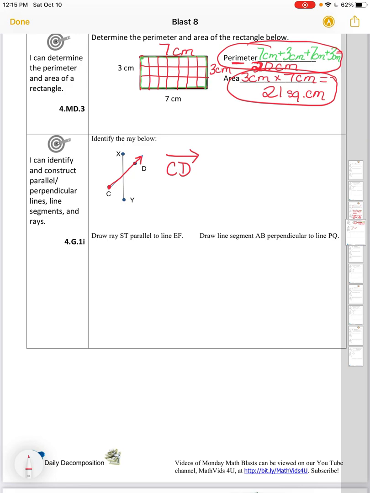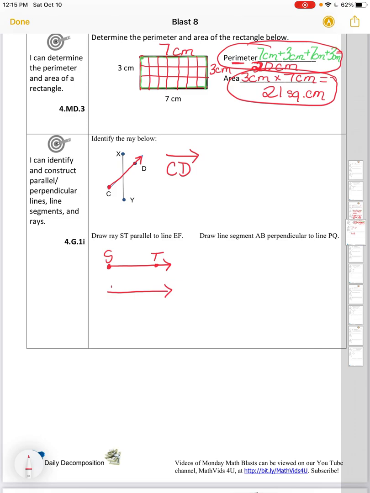Draw ray ST parallel to line EF. So my ray ST, again, the point has to be the first letter S, and I'm going to move in the direction to the arrow. So we'll call this T. Parallel means they're never going to touch no matter how far extended. So my line EF, I never want to touch ST.